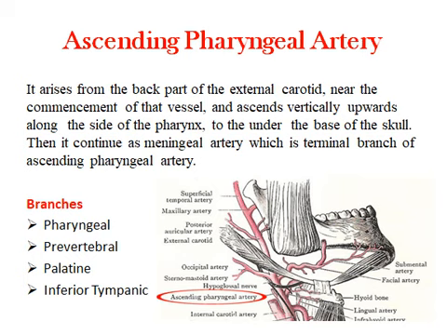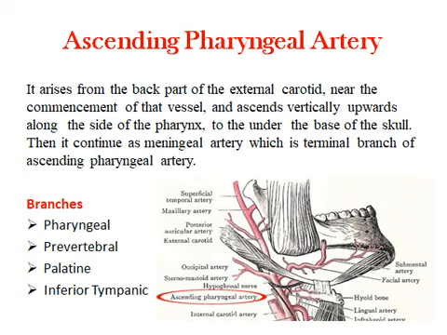Ascending pharyngeal artery. It arises from the back part of the external carotid near the commencement of the vessel and ascends vertically upwards along the side of the pharynx to the base of the skull. Then it continues as meningeal artery, which is the terminal branch of ascending pharyngeal artery. Branches of ascending pharyngeal artery are pharyngeal artery, prevertebral artery, palatine artery, inferior tympanic artery.